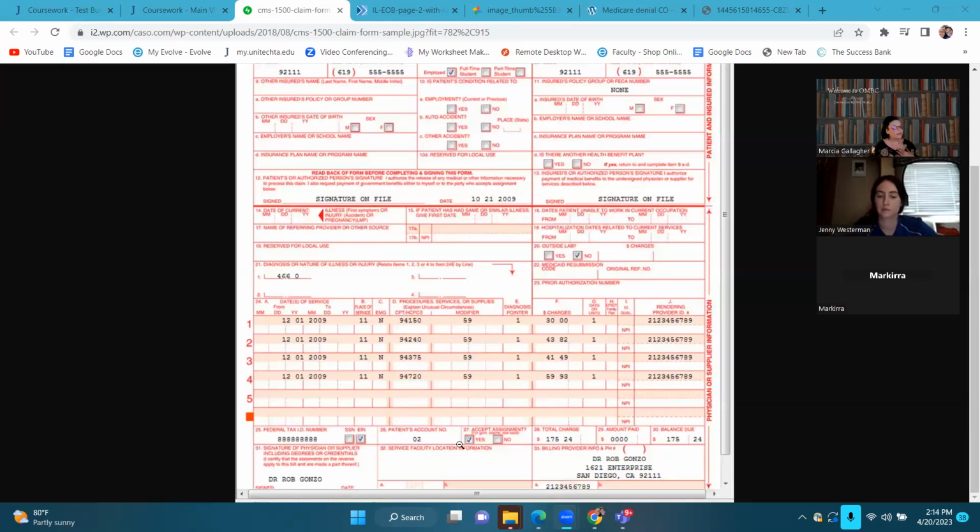All right, and then down here is just going to be the doctor's signature, the doctor's address, and the tax ID number, patient's account number, and then the total. Those are just accounting things that would be normal. Okay, is there anything that you guys want to talk about on this CMS 1500 form?